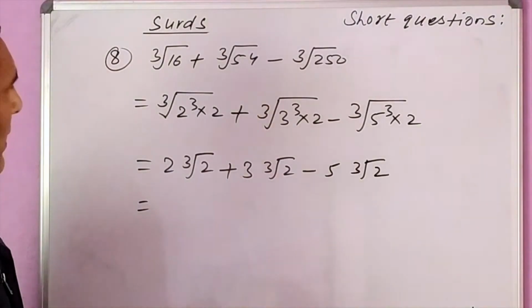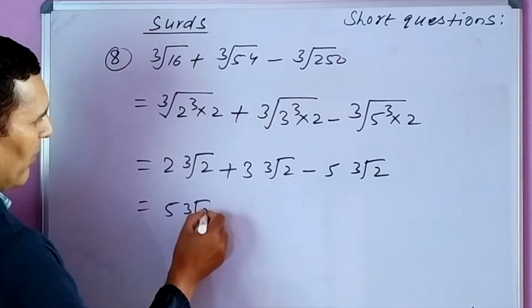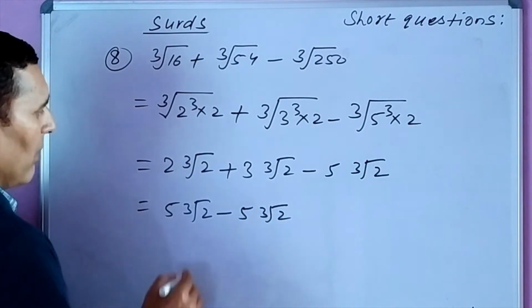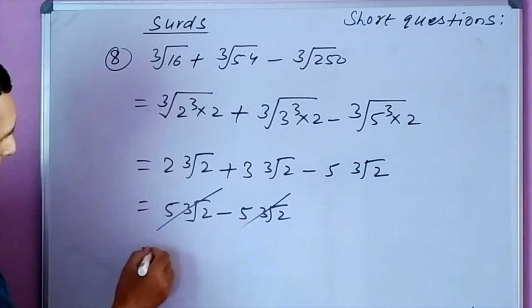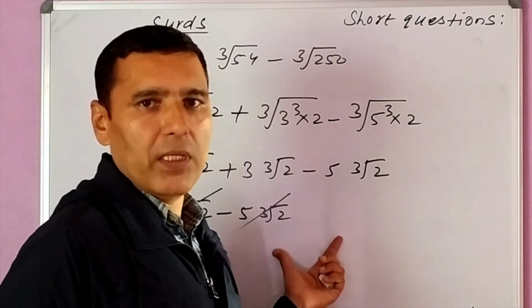Now 2 plus 3, these are the like terms, 2 plus 3 is 5, cube root of 2, last term also 5, cube root of 2. Now the same term having the opposite sign, so it is 0. So answer of this question also 0.